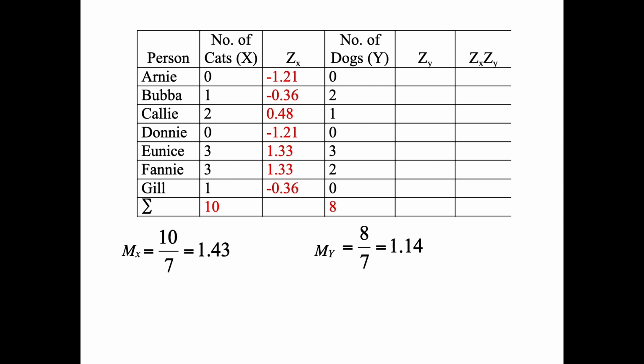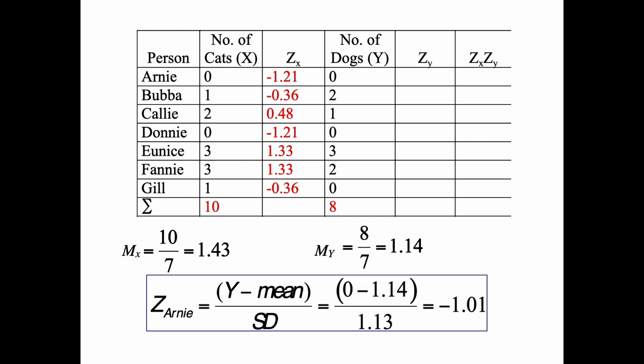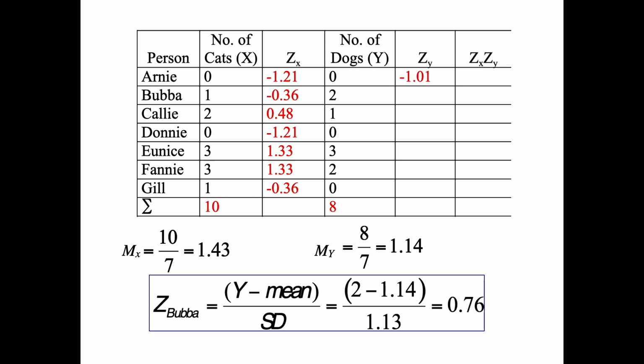Now you've got to turn to the dogs and do the same thing there. So for the dogs, it turns out that the standard deviation for dogs is 1.13. You can work this out yourself, but the standard deviation is 1.13. So for Arnie, his number of dogs is 0, and I'm going to subtract the mean for the dogs, which is 1.14, divided by the standard deviation for dogs, which is 1.13. And that means his z-score for having 0 dogs translates into minus 1.01.